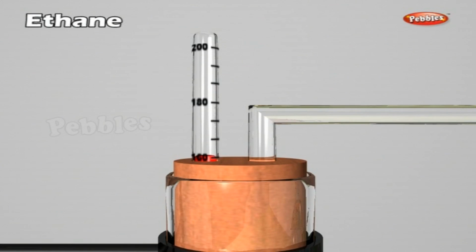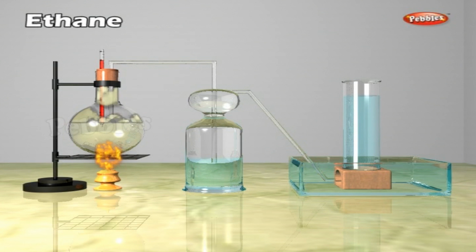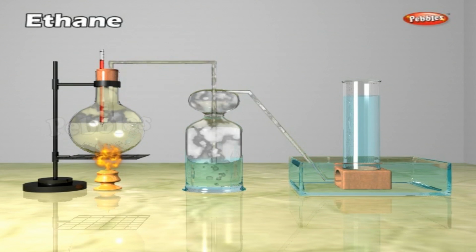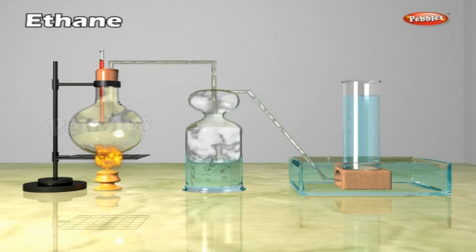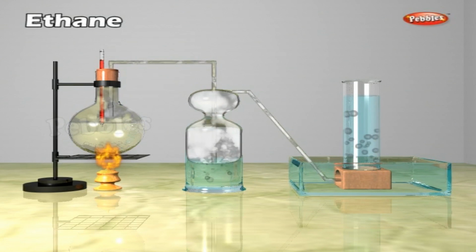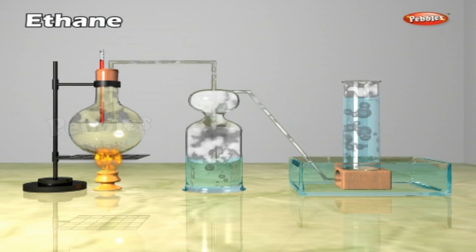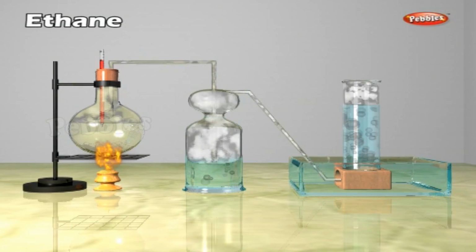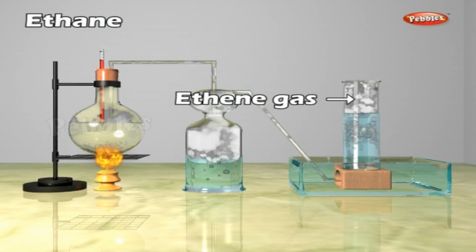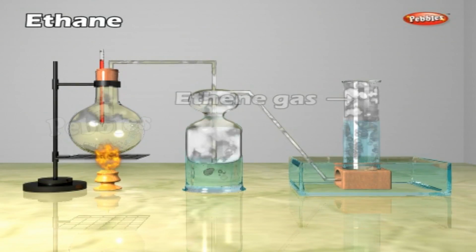When the mixture is heated to a temperature of 180 degrees Celsius, ethane gas is evolved with carbon dioxide and sulfur dioxide. When the gas is passed through sodium hydroxide solution, the impurities are removed and then pure ethane gas is collected by the downward displacement of water.